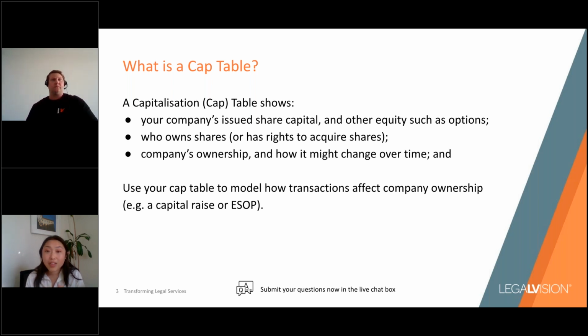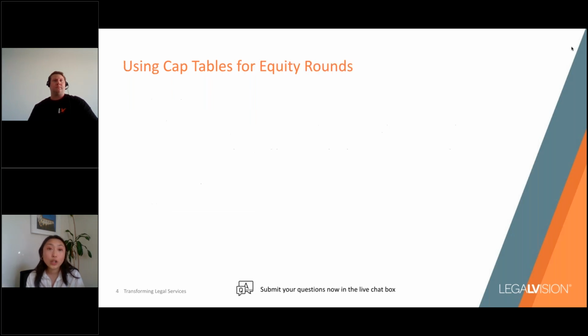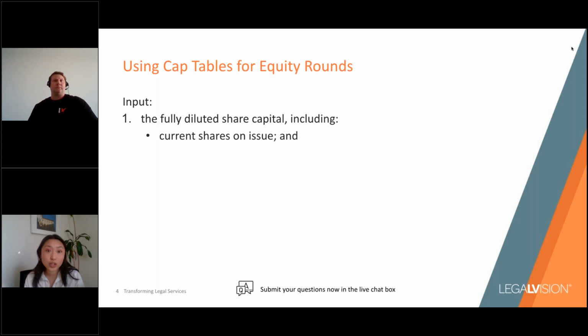As part of that, the first step when you are using a cap table for an equity round is to input the company's current share capital. So you would include the company's current fully diluted share capital: the shares that are on issue, as well as any other equity interests that are on issue, so any options that you've already granted or any convertible securities, as well as the approved ESOP pool, if you've already approved an ESOP pool by that point.